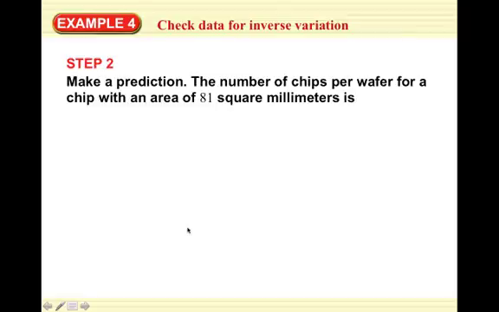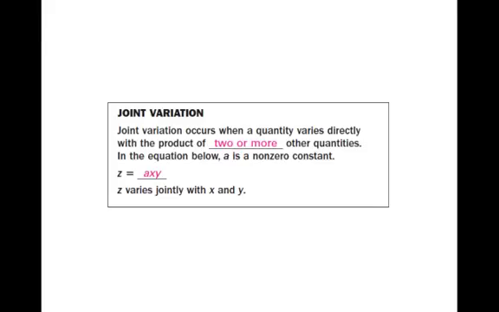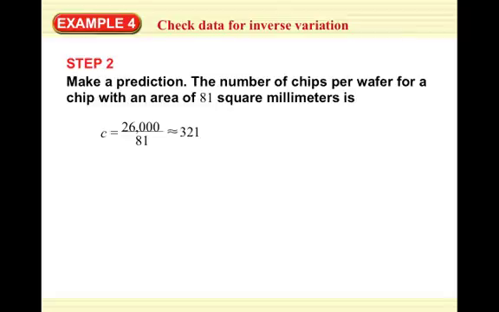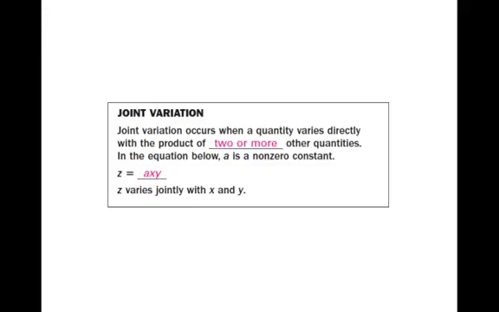So we're going to make the prediction. The number of chips per wafer for a chip with an area of 81 square millimeters is C equals 26,000 divided by 81, which is approximately 321. So that is our prediction. We've used our model to predict the number of chips we'll be able to get from a single silicon wafer if the area of a chip is 81 square millimeters.